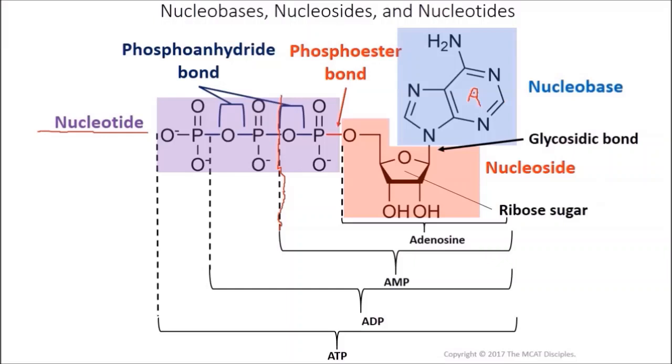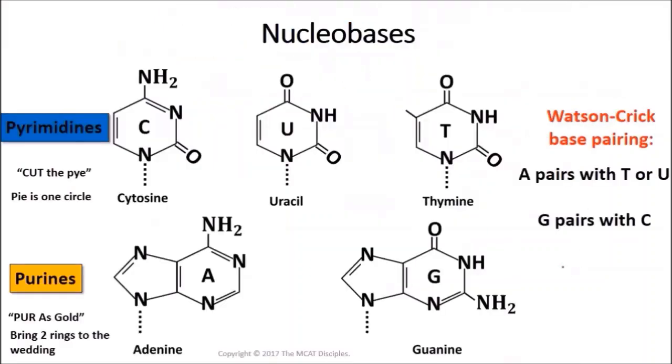So what we'll do first is describe the nucleobases, and then we'll describe the nucleosides and the nucleotides. Let's start with nucleobases. The nucleobases that make up either DNA or RNA are the pyrimidines and the purines. The pyrimidines are one-ringed aromatic heterocycles, and the purines are two-ringed aromatic heterocycles. What make up the pyrimidines are cytosine, uracil, and thymine. I like to put them in that order to remember "cut the pie," the mnemonic for the pyrimidines. You can also remember that pi is one circle, so cutting the pie, all the pyrimidines are going to have one circle.